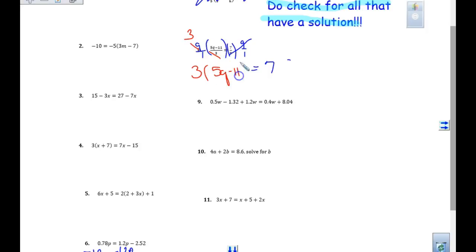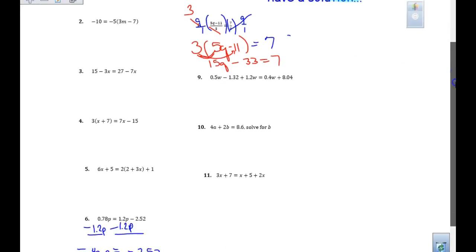5q minus 11. Now, some of you did it with 3, and it worked. Some of you did it with 9, and some of you didn't. You did it a couple of different ways. This way, if you do this, here's where the most people are making mistakes. It's 15q minus 33 equals 7. A lot of people kept the 11 here. They didn't distribute. They took the 3 times the 5q, they didn't take it times the negative 11. So now you should be adding 33 and dividing by 15 as you look at that one.